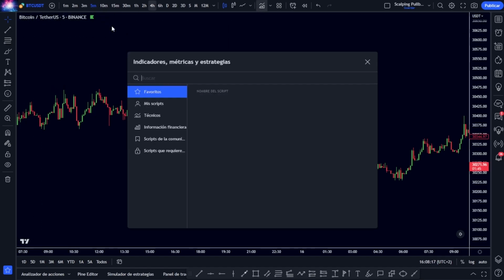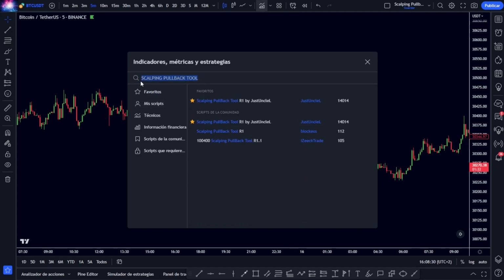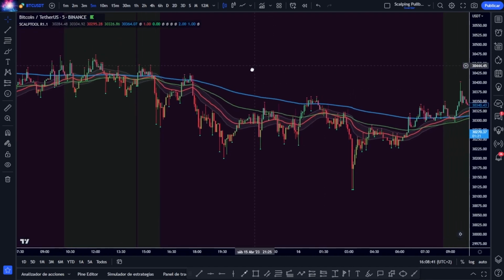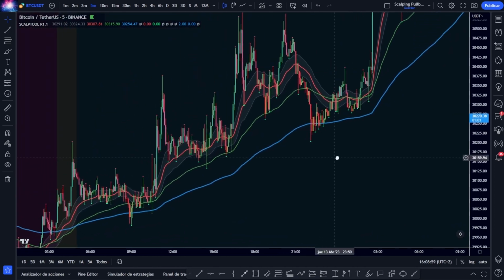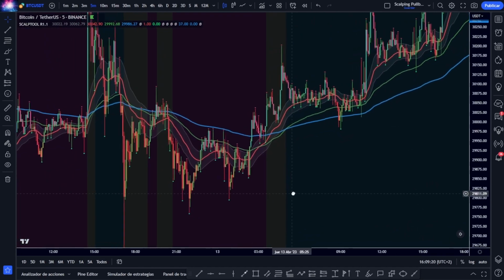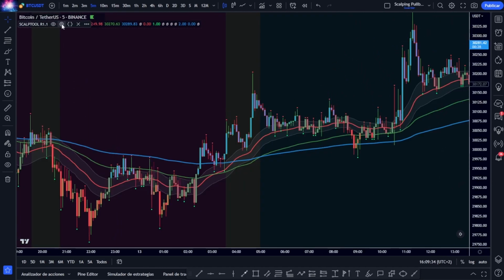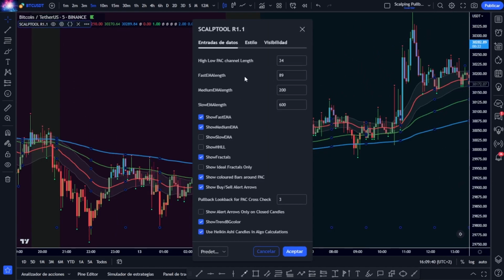The first thing we have to do is go to indicators and look for the scalping pullback tool, this one here. As you can see, it is already used by more than 14,000 people. It is a very famous indicator because it gives us a lot of information, and above all, it is one of the most used indicators by scalpers. Well, we go directly to the configuration and change some things.